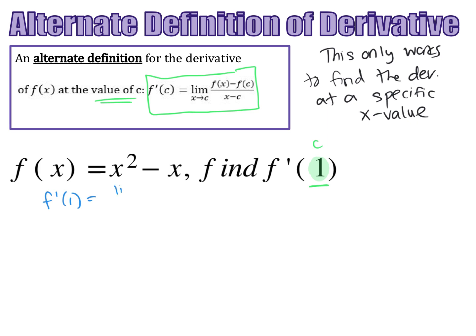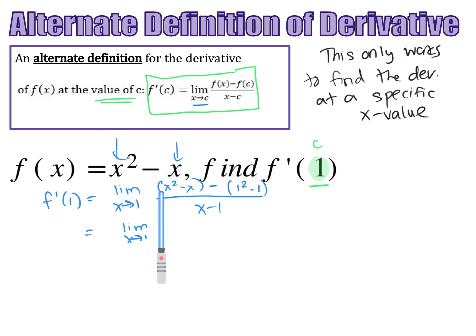f prime of 1 is going to equal the limit as x approaches c, which is 1, of f of x, which in this case is x squared minus x, minus f of 1. So I'm going to plug 1 in, 1 squared minus 1, all over x minus 1. Let's go ahead and simplify. This is going to be the limit as x approaches 1. This is going to be 0 over here, 1 minus 1 is 0. So this is going to be x squared minus x minus 0, or x squared minus x, over x minus 1.